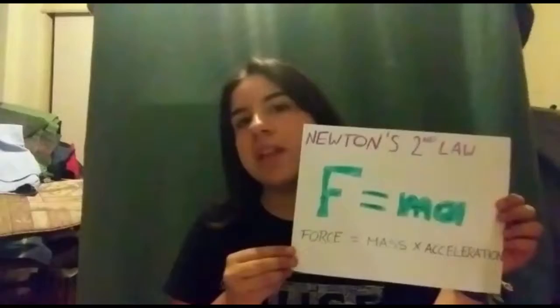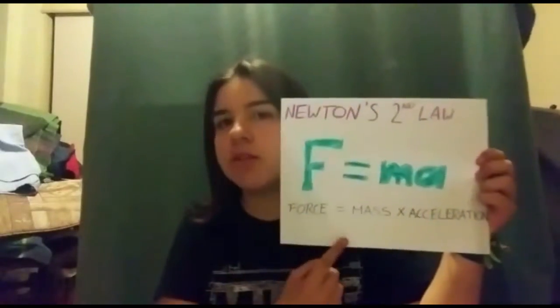In this video, we're going to be talking about Newton's second law of motion. Newton's second law of motion states that the force is equal to the mass times the acceleration of an object. Here is the formula that we usually know: force equals mass times acceleration. Now, the acceleration of an object depends upon two variables, its net force and its mass.